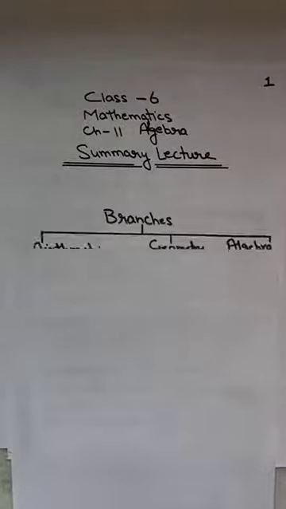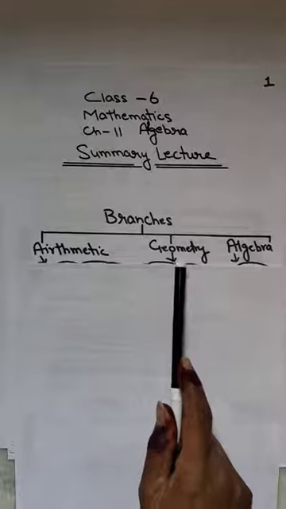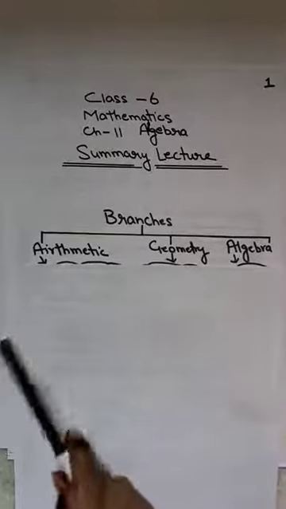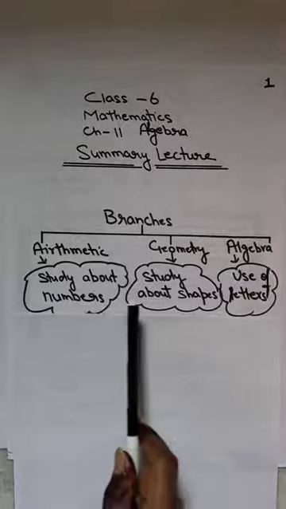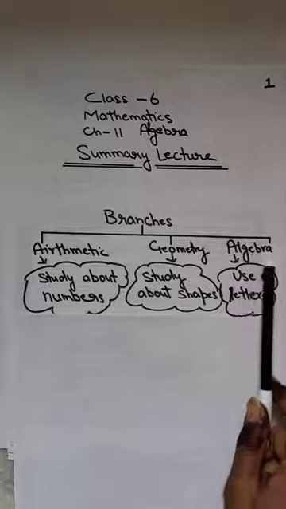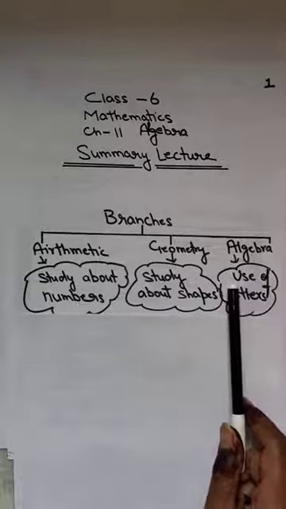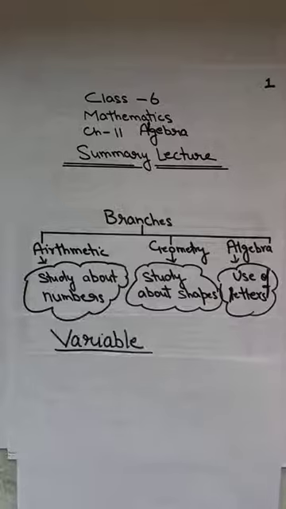First of all, we have learned the branches of mathematics. Branches of mathematics are arithmetic, geometry, algebra. In arithmetic, we study numbers. In geometry, we study different shapes, and in algebra, we learn how to use different letters, English letters.